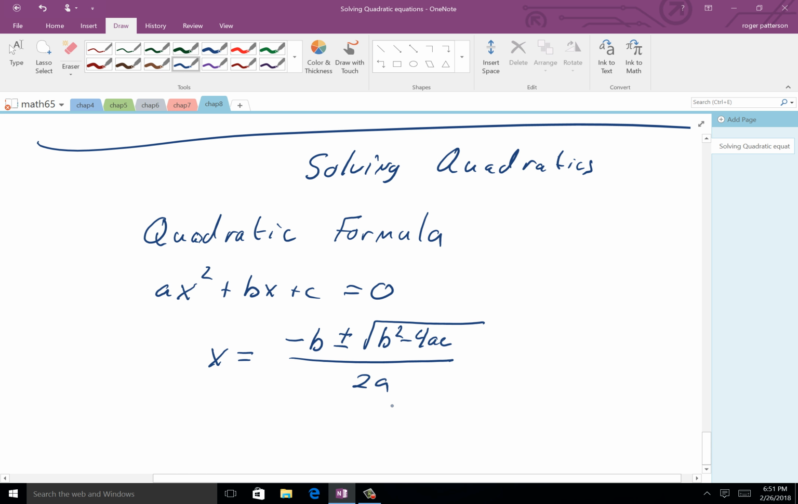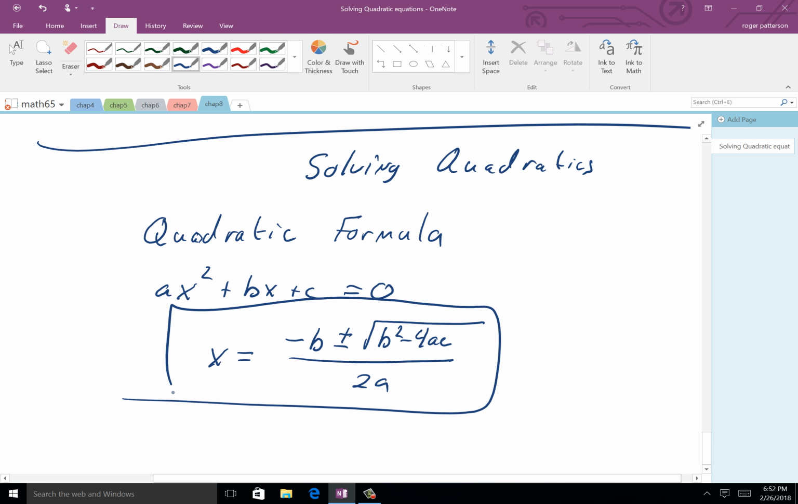Okay? And they derived that crazy thing on page 550. If you are really interested in where that comes from, they'll show you right there. I'm not going to derive it because we need to complete the square, which is something that we don't even do. But here it is. That's the formula, and it works on all quadratics. That's what's great about it. Even those ones we just did, it'll work on those.